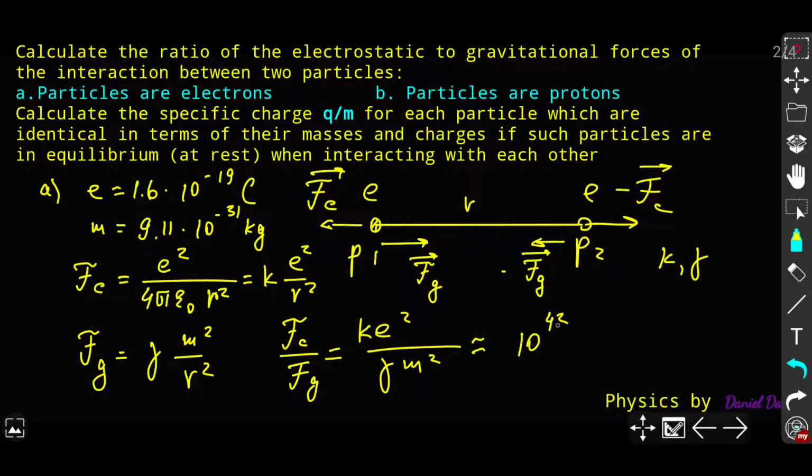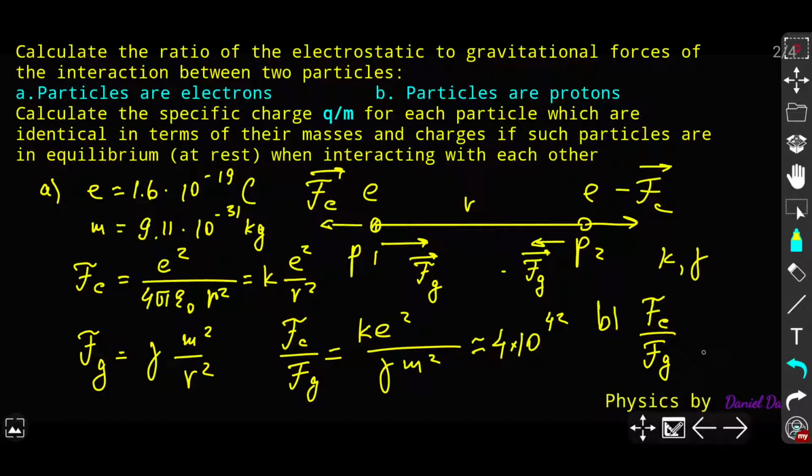So it's really much greater, okay? But the more precise value is 4 times 10 to the power 42. All right, so if we do that for protons, we'll get the ratio. Hold on, let's just estimate. So what do you think about protons?